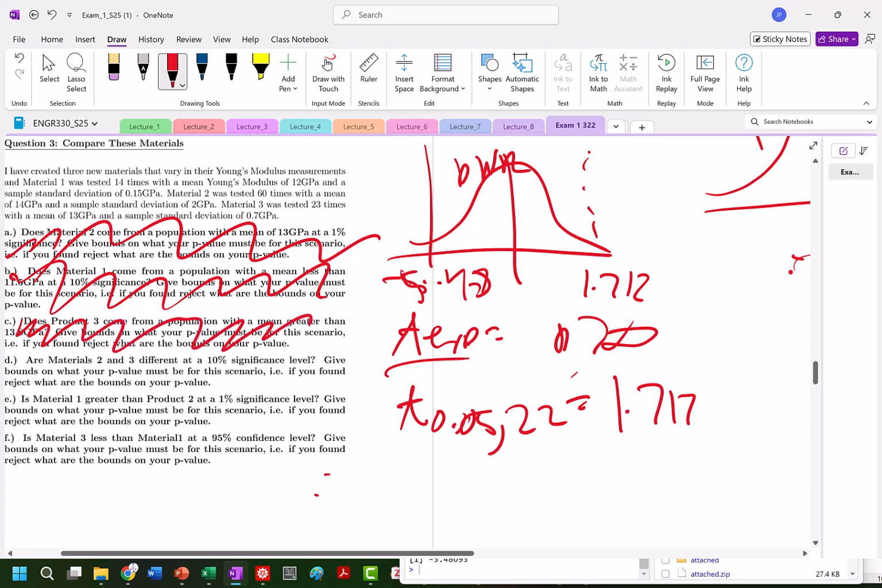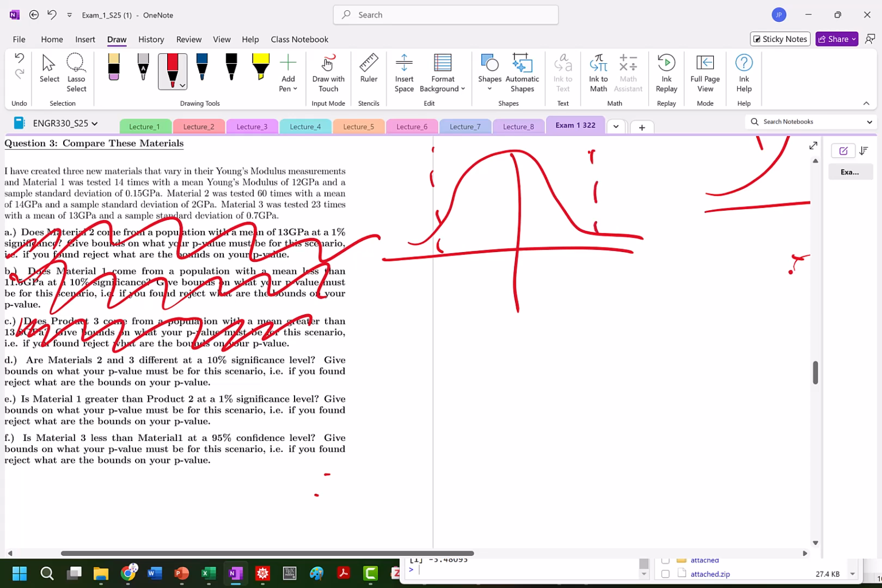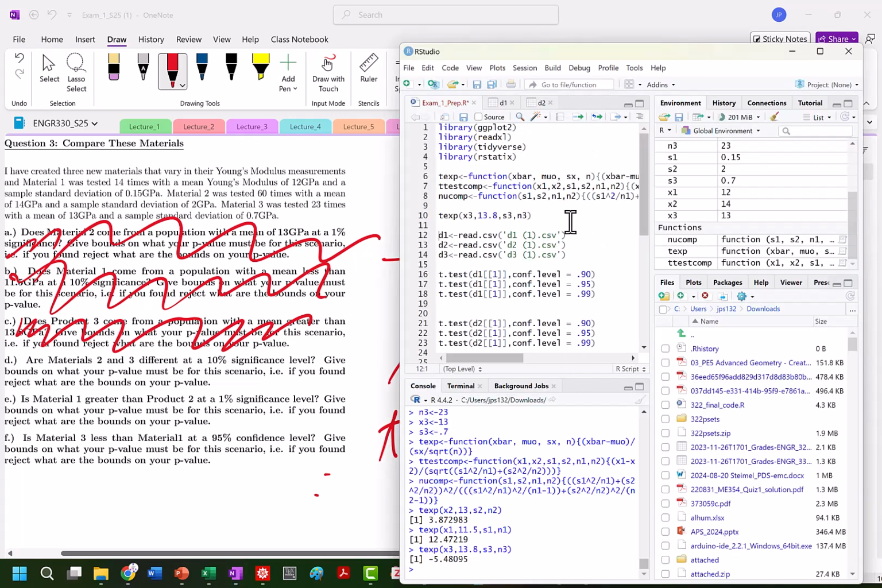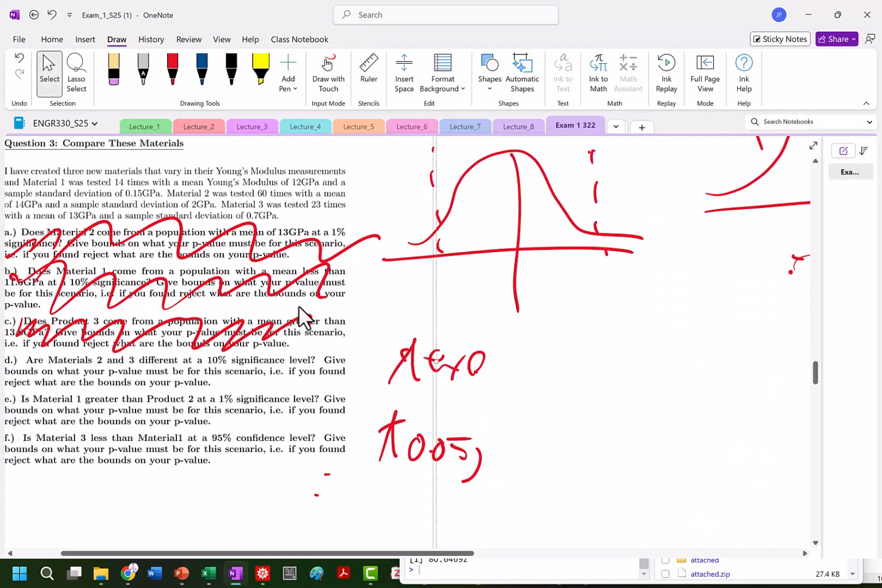Excellent. Are materials 2 and 3 different? So now what we're looking at is a comparison, but it's still a two-tailed test because we're basically asking, are they equal? So we need to calculate our T experimental. The alpha is going to be 0.1, but it's going to be 0.05 because divided by 2, and we need to find our degrees of freedom. So we're looking at materials 2 and 3. So let's do first our nu comp, and then it's going to be S2, S3, N2, N3. 80, so basically infinity.